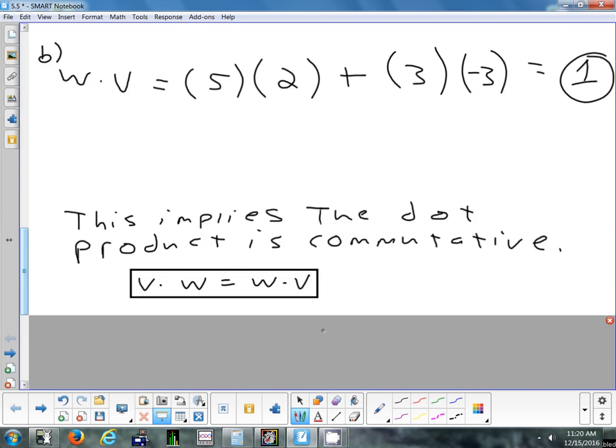Now, until we get to 3D, we're not talking about a cross product today. But I will tell you the cross product is not commutative. If I did V cross W, it doesn't come out the same as W cross V. It has the idea that Shakira mentioned. You end up getting the opposite. Okay, but cross product is totally different.